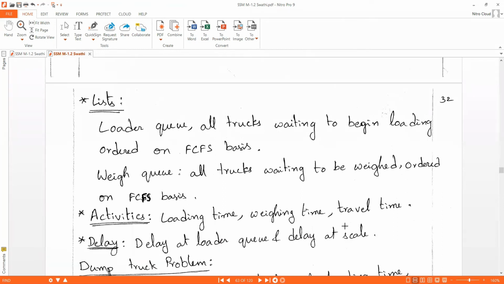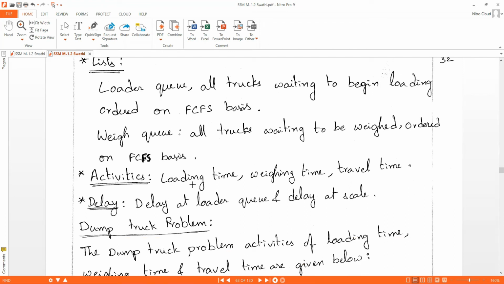Next is the list. The list will have the loader queue, all the trucks waiting to begin loading, ordered on a first come first served basis, as we have discussed. Whereas the weighing queue holds all the trucks waiting to be weighed, waiting for the scale. The trucks waiting in the weighing queue are also ordered on a first come first served basis.